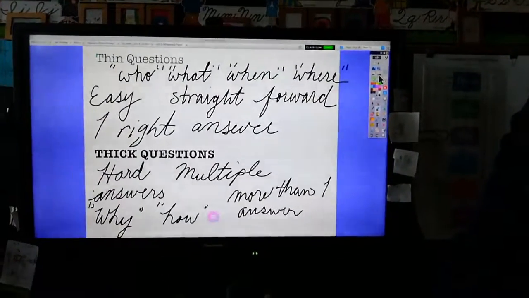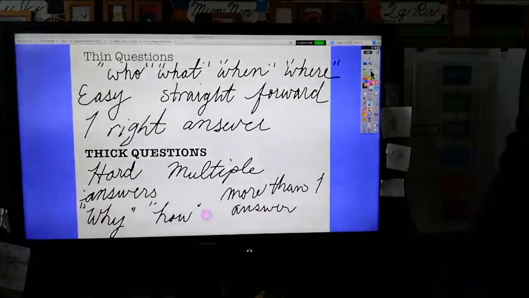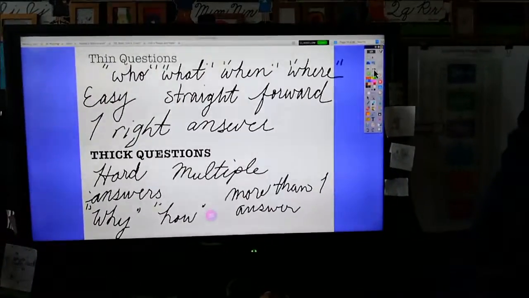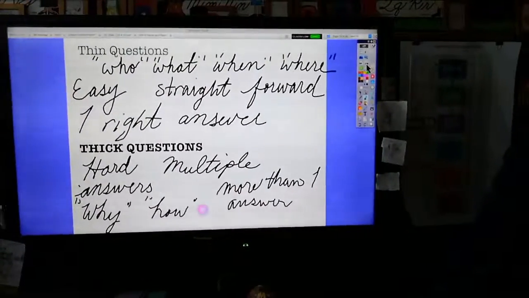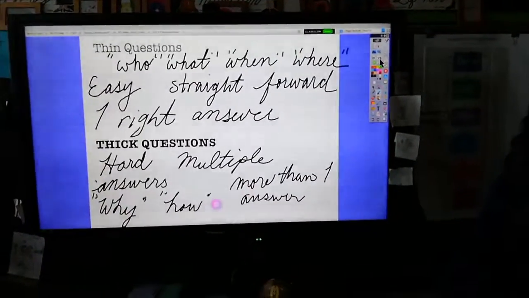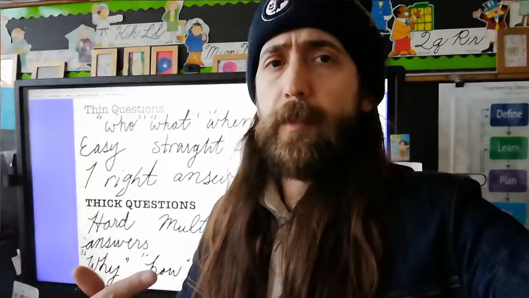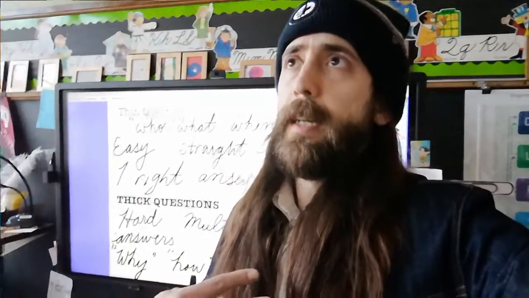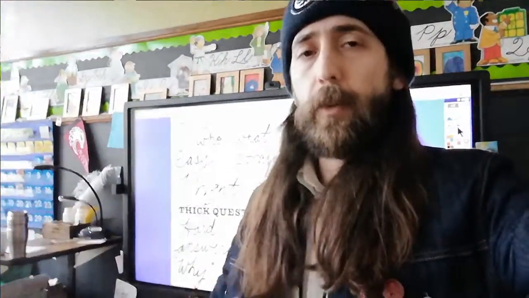The thick questions would be hard. There would be multiple answers, more than one answer. It's the why and the how. So we want to get into that mindset of asking questions that allow for a conversation to happen, because it's not a survey. You're not going to your client with a survey to have them fill out. We want it to be an interview. We want it to be conversational.